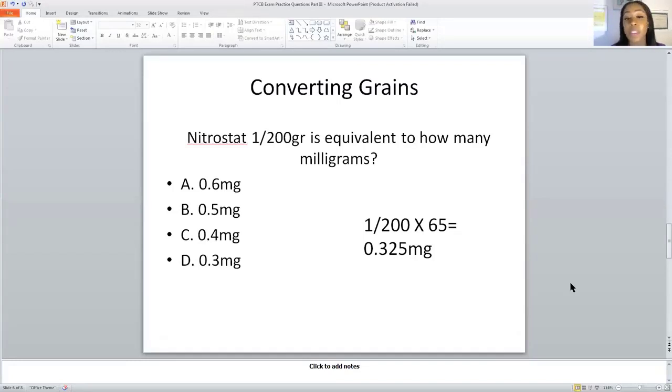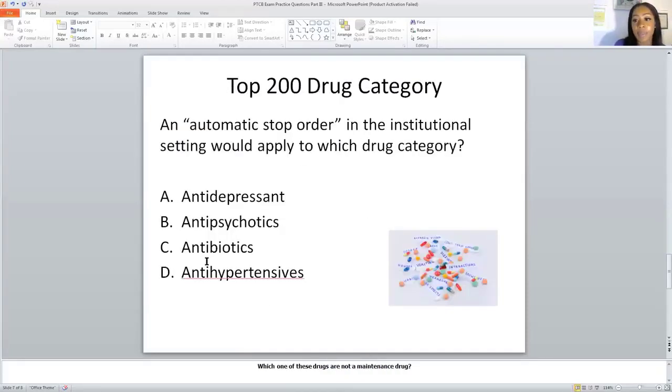A lot of times in pharmacy, you won't always see your answer, which is why you need to make sure that you know how to round up or round down, okay? On this particular problem, we are rounding down because 0.325 with this two behind it means that we go down. So the answer is D. The answer is D, okay?